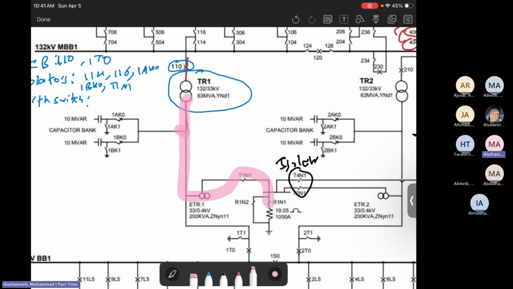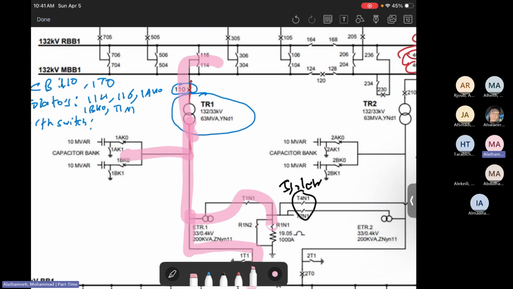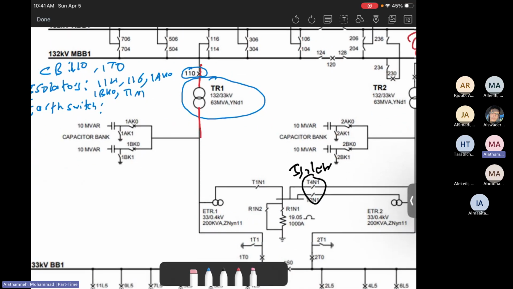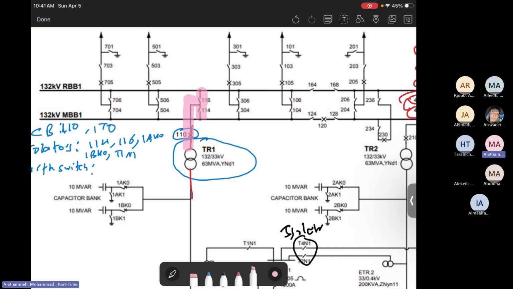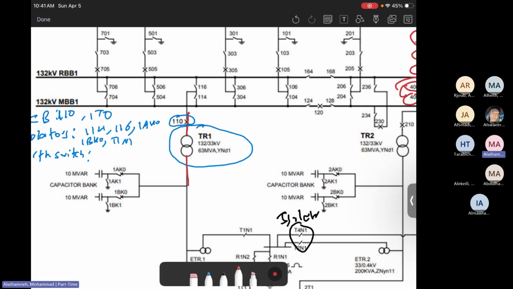Now keep going. We are done with this part, done with this part, done with this part. Going down. Is there any other isolators? No, no more isolators. Now I'm done with the isolators. Let's go to the next stage, which are the earth switches. Look at earth switches. Is there any earth switches here? No. Is there any earth switches here? Yes. There is 1A K1, 1B K1. So we need to label them or write them here, which is earth switches 1A K1 and 1B K1.